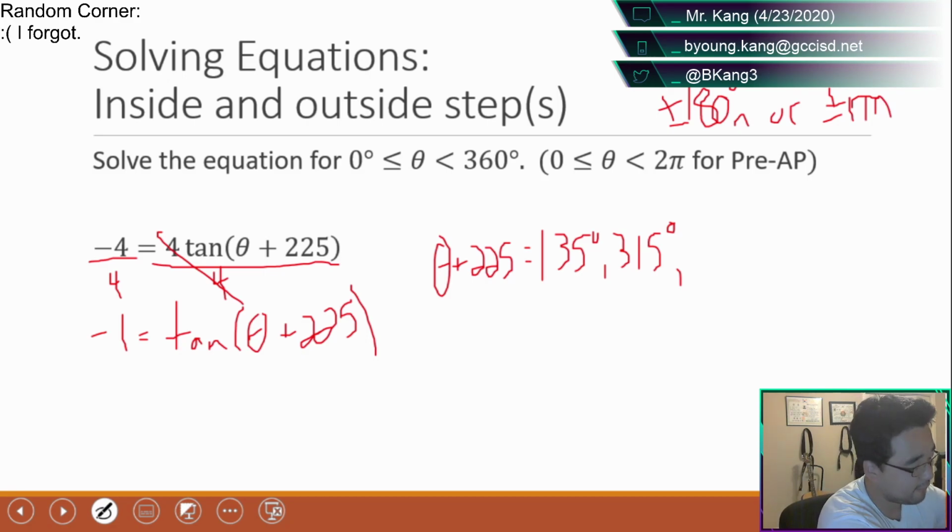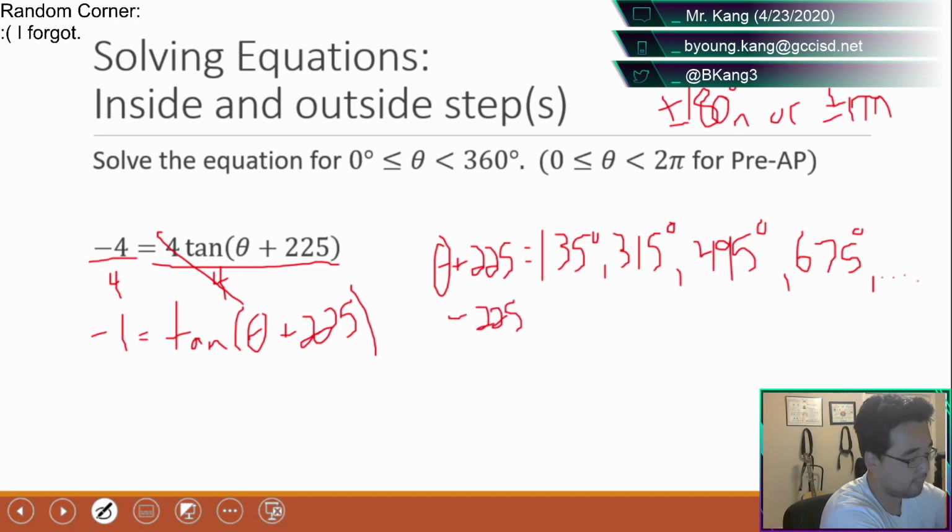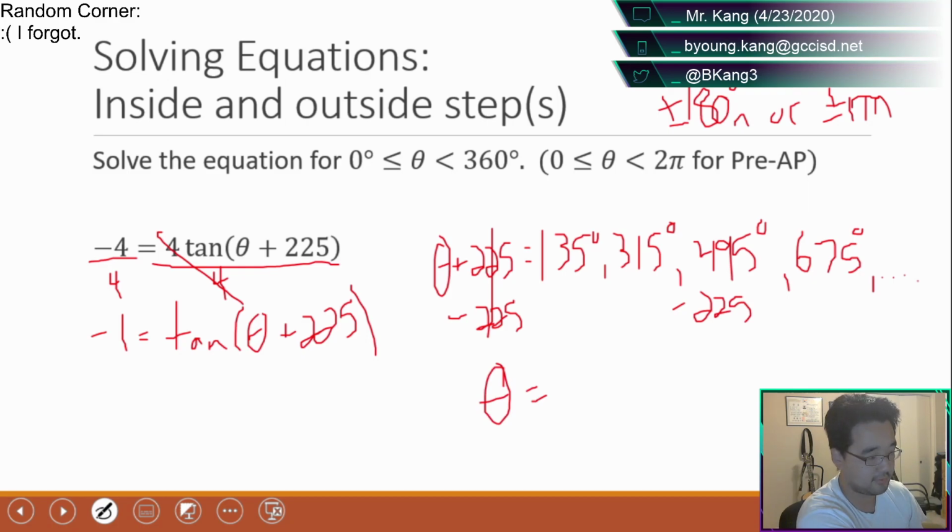Okay, so you actually have 495 as another one here, where you've got 675. I think that's big enough. Okay, so just add 180 over and over again. So now I subtract the 225 from both sides. So I'm subtracting 225 from all of these, and I'm just giving the solutions that are between 0 and 360.